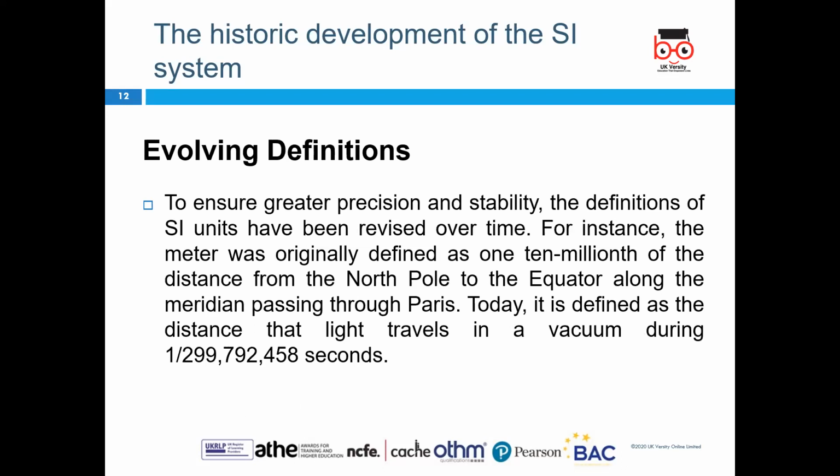As time progressed, there was further evolution in the use of the SI system, and to ensure greater precision and stability, the definitions of SI have been revised over time. For example, the meter was originally defined as one ten-millionth of the distance from the North Pole to the equator along the meridian passing through Paris. Today, it is defined as the distance that light travels in vacuum during 1 by approximately 300 million seconds. So the quest for further refining and bringing precision to the measurement of the units is still in progress.